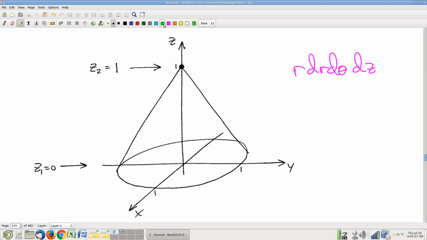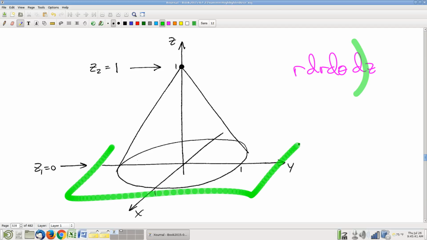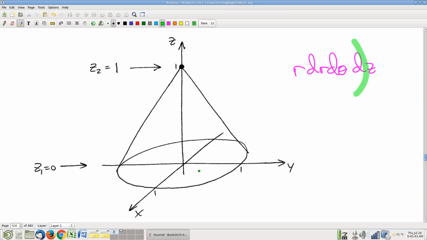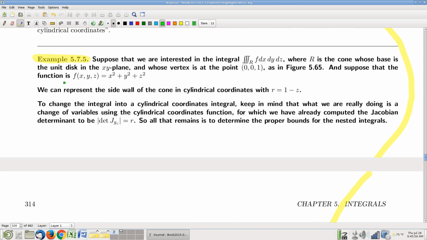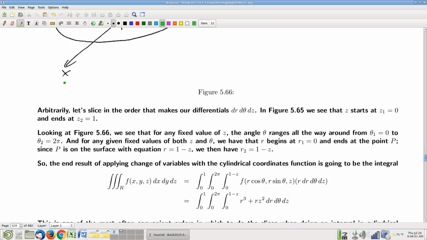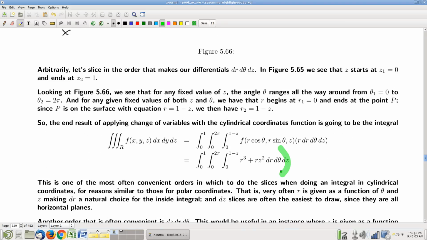So let's think about the range of values of z. Well, our z slices look like that. So our first z slice is down here, where z is clearly 0. Our last z slice, well, this is a cone that tops out at 1. So our last z slice is 1. So z goes from 0 to 1. There we go. So z, 0 to 1. Yeah?